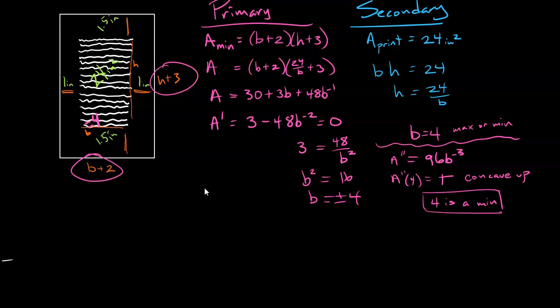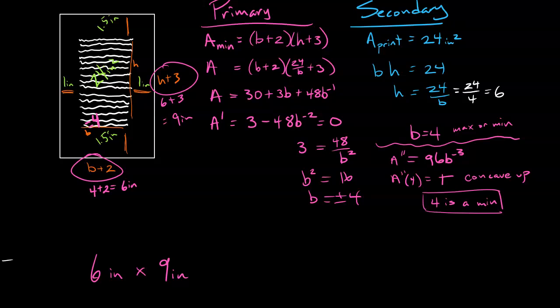So the paper itself is going to be 6 inches wide. The height of the paper I got from over here. The height of the print is 24 divided by my base, which was 4, which is 6. So the height of my piece of paper would be H plus 3, or 9 inches. So that piece of paper would give me minimum area.